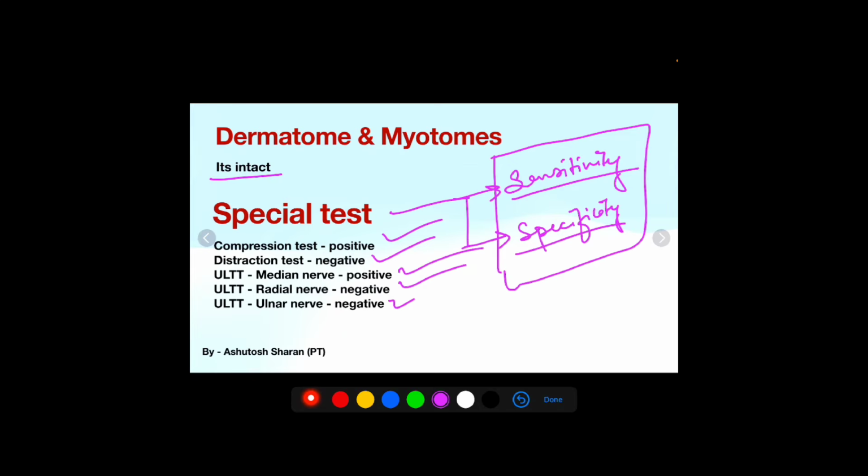Okay, but as a physiotherapist, you perform it anyway. Am I suggesting it? You can do it unless it is uncomfortable for the patient. If it is uncomfortable for the patient, stop doing it.